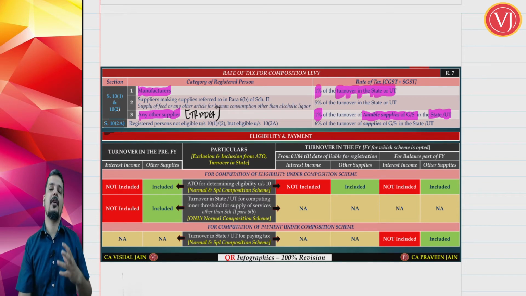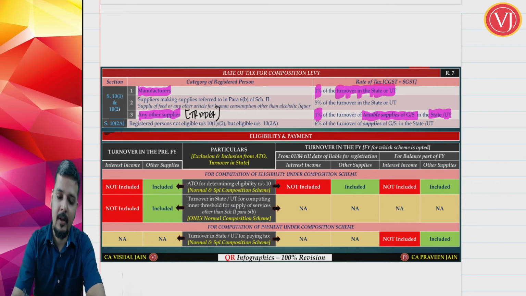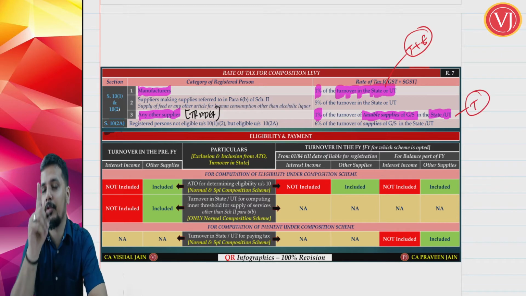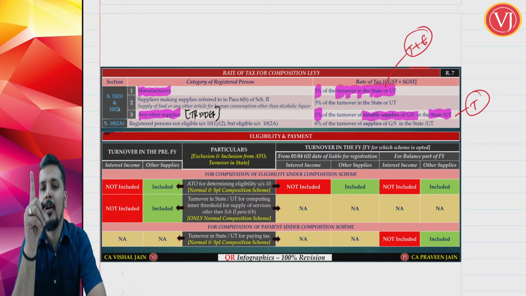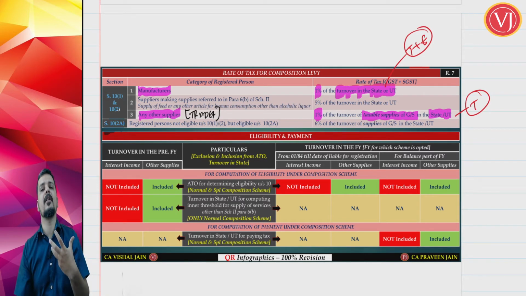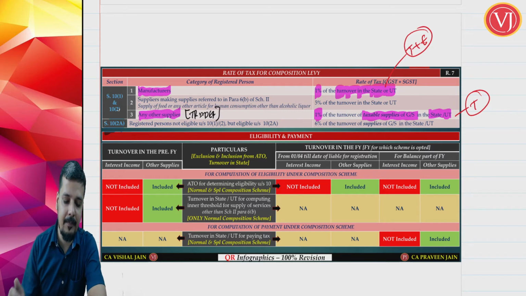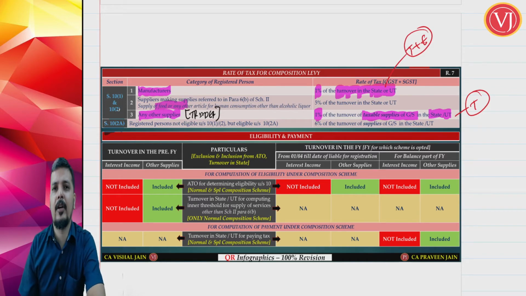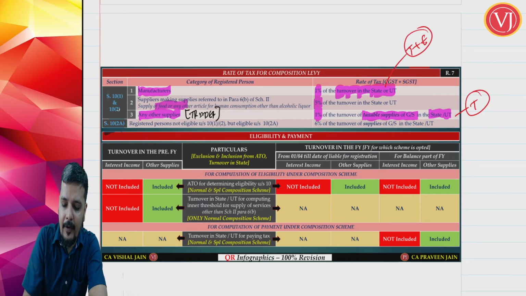For a manufacturer, 1% of state turnover, both taxable plus exempt. For a trader, 1% of state turnover, but only the taxable portion. So if there are any exempt goods or services, you are going to ignore them. Then, if you are talking about services, what are the services that are allowed within the normal composition scheme? You are talking about food related services, that is restaurant and outdoor catering services. It is 5% of state turnover.